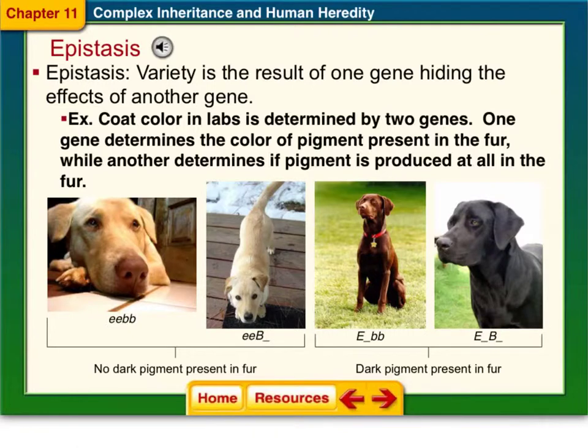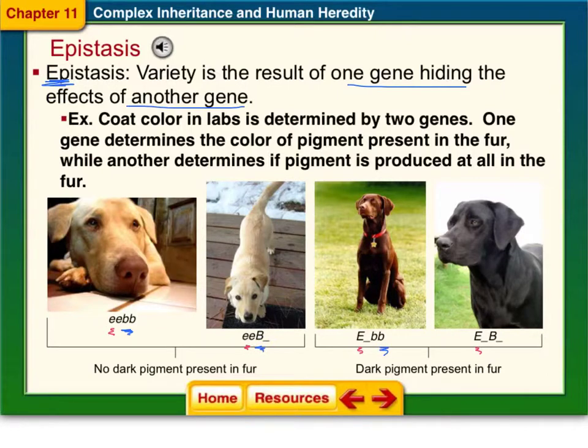Okay, our last form of inheritance that we're going to learn about today is something called epistasis. The prefix epi means above, and basically you have one gene that hides the effect of another gene. This commonly gets mixed up with normal Mendelian dominance, but instead of alleles being dominant over each other, this is like gene dominance. And you can see we actually have 2 genes here, E and B.